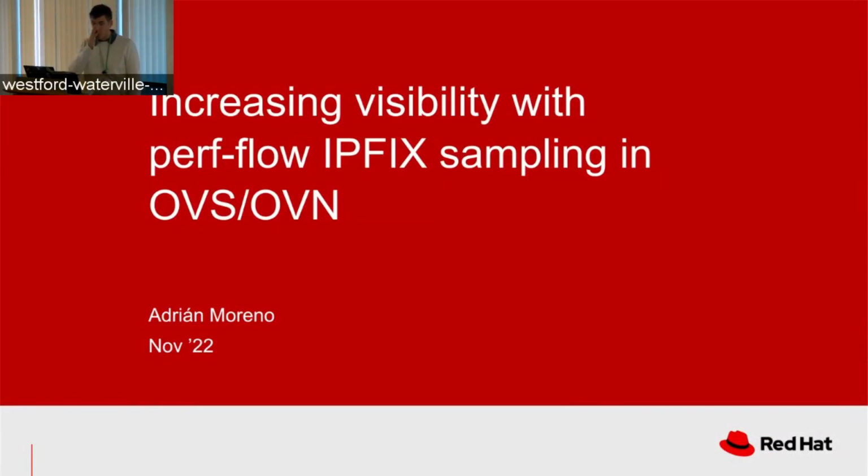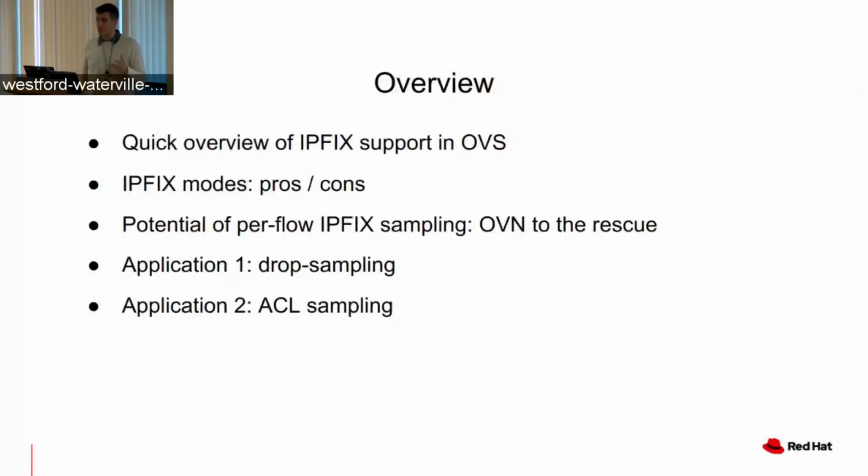So I'm going to first introduce, well, not so much what IPFIX is, but how IPFIX works in OVS, the different modes in which it is supported, and then the potential of using per-flow IPFIX sampling in OVN, and its potential in increasing visibility. Last, I will present a couple of examples of how this can be achieved in a demo.